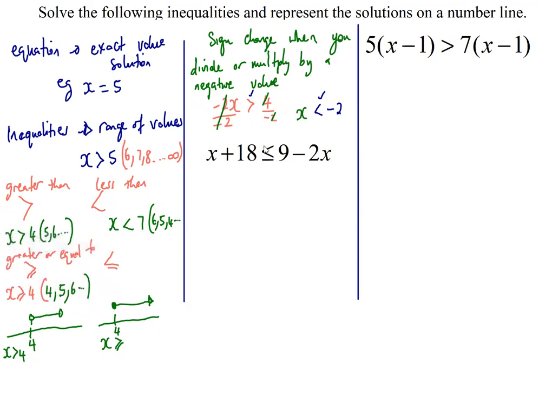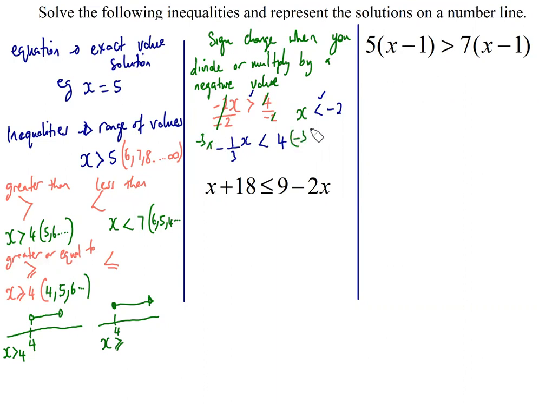Okay. Now, what about where we multiply? Let's say you have negative 1 over 3x less than 4. So what you need to do here is multiply by negative 3, because you are trying to get rid of the denominator, this 3 here. So this one will cancel, and your answer should be x greater than negative 12.